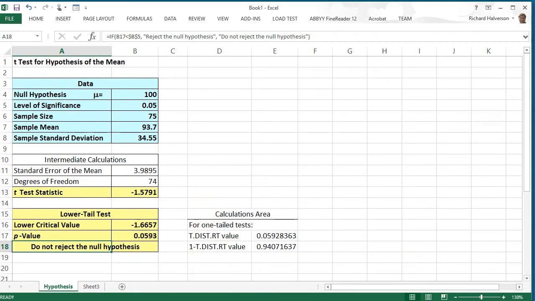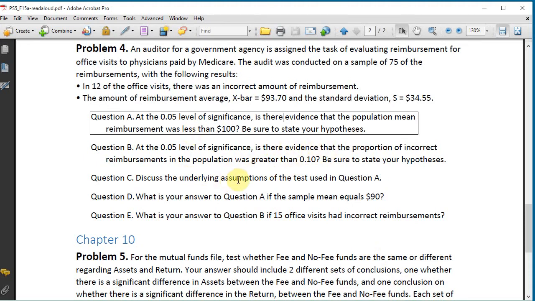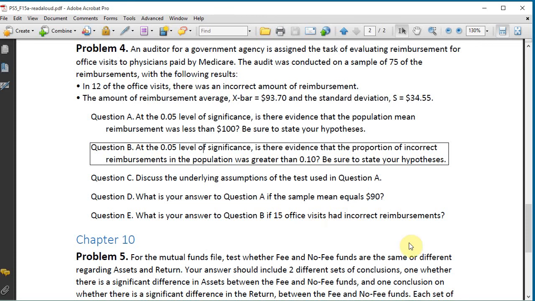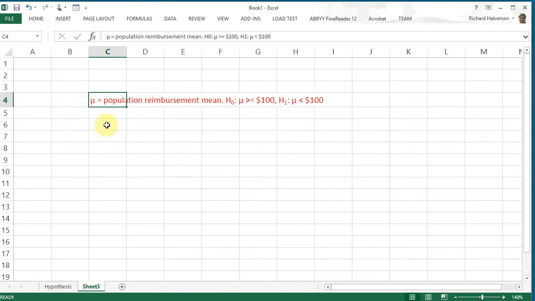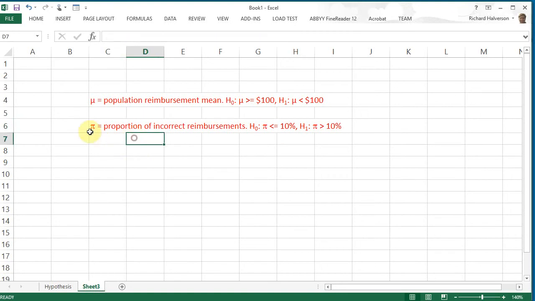Let's see, what's the next question? Question B. At the 0.05 level of significance, is there evidence that the proportion of incorrect reimbursements in the population was greater than 0.10? Be sure to state your hypotheses. Okay, for this question, let's go back here and just put that right here. The pi is a proportion of incorrect reimbursements, so our null hypothesis is that pi is less than or equal to 10%. So our alternative hypothesis would be that pi is greater than 10%. And so we want to find evidence to reject the null, in which case we would have evidence that the alternative is true.